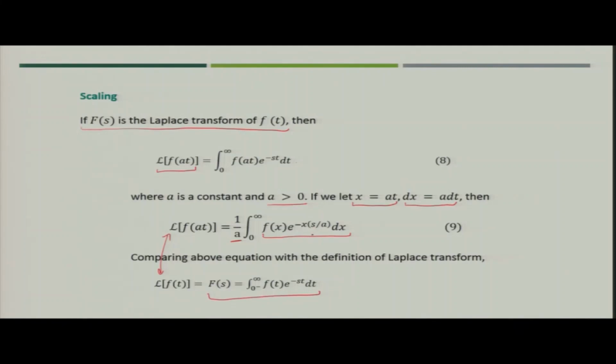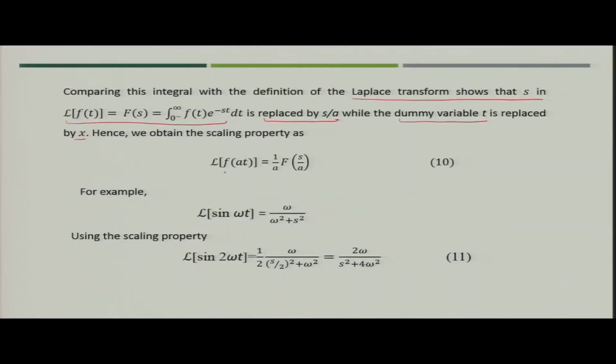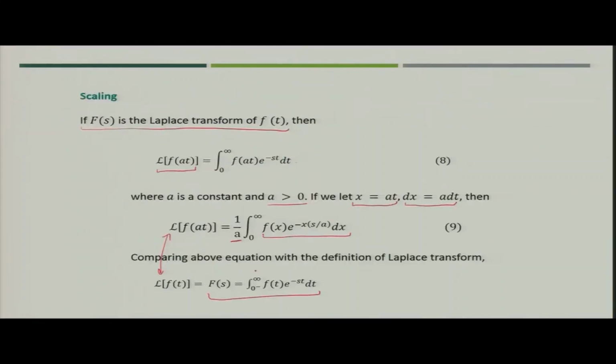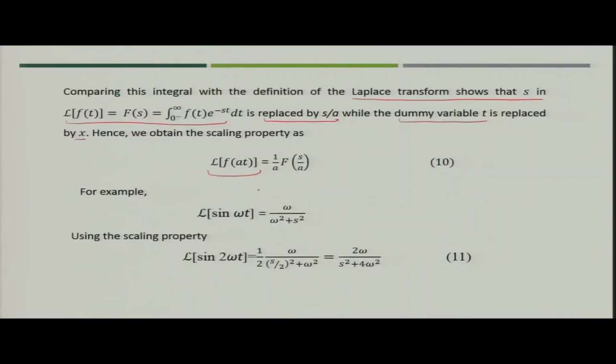so that means that you are simply replacing s by s by a. So, when you compare both of them, you can simply say that Laplace of f of at is nothing but 1 by a into f of s by a. So, this is what you got. 1 by a is anyway constant, so you can take it out. Now, if you compare these two, the only difference is that you are simply replacing s by s by a. So, with this simple comparison by visualizing both of the equations, you can say that Laplace of f of at is nothing but 1 upon a f of s by a.